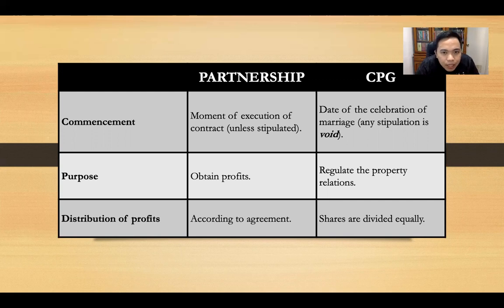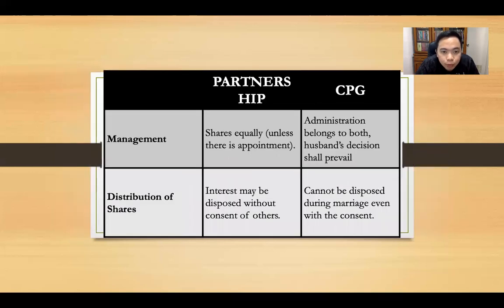Now, class, in partnership, ang distribution ng profit is usually according to the contribution made by the partner. In CPG, hindi. The distribution of profits, for example, between the husband and wife is always and always equal. It does not depend on the contribution of the husband or the wife. Ang sabi ng batas, if a marriage is dissolved, then the conjugal partnership of gains will be divided equally, not according to the agreement, not according to the contribution.